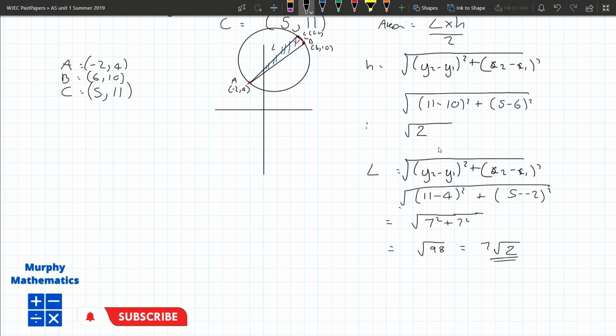And so now I've found my L and H, so I know area equals length times height over 2. I've got my L, which is 7 root 2. I've got my H, which is root 2 over 2. So root 2 times root 2, that's just going to be 7 times 2 over 2. I guess the 2's will cancel, so I'm just going to be left with 7. So I've got 7 units squared.